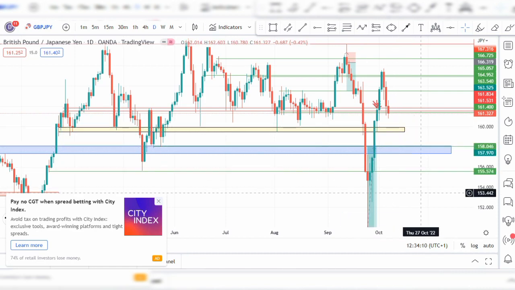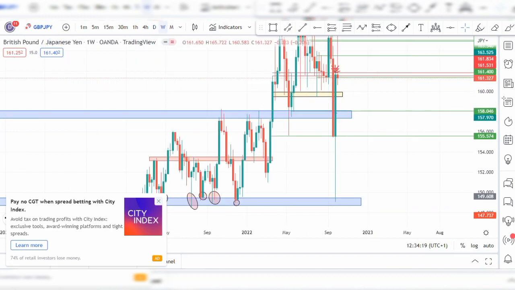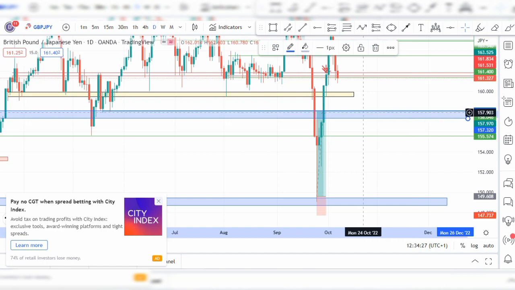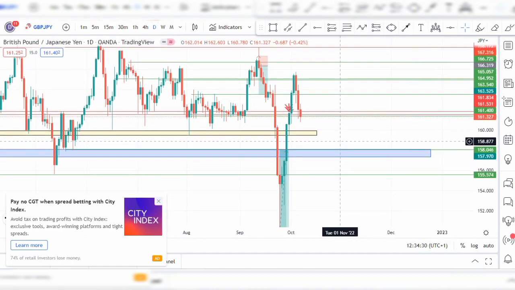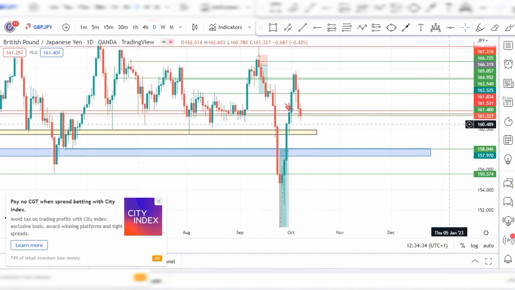Okay, so if price gets down to the 158 area, then I will be looking to see how price reacts there, because for me that's a more significant area. Okay, that's this area right here. And if price gives us a bullish signal from there, then of course I'll be looking to take my buy trades. And if price breaks through that area, then I'll be looking to take my sell trades.